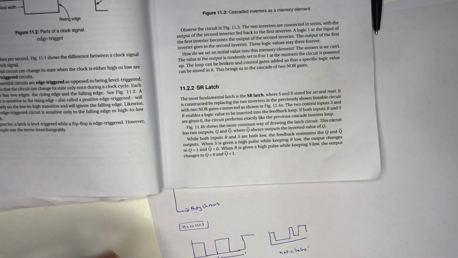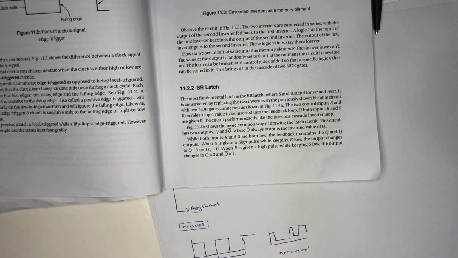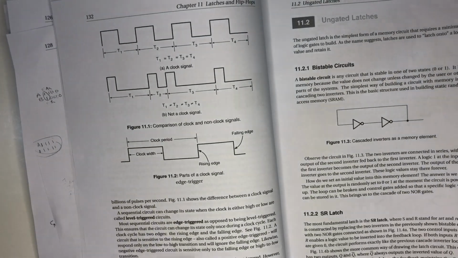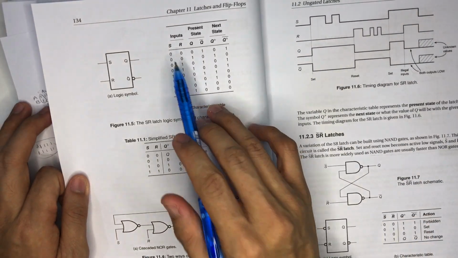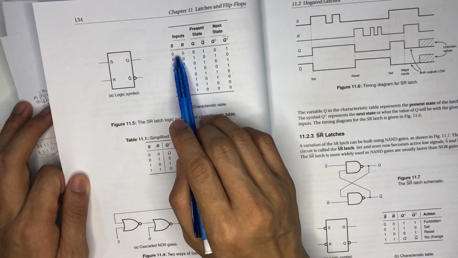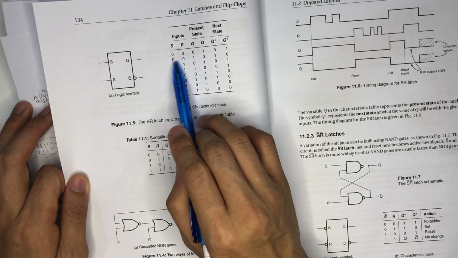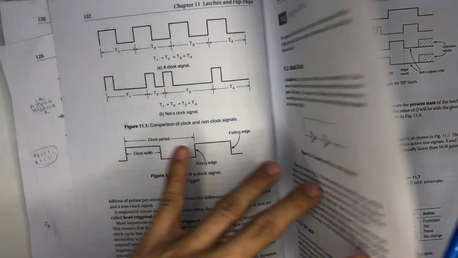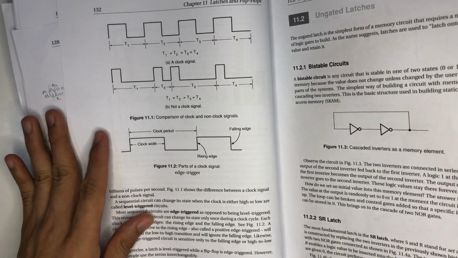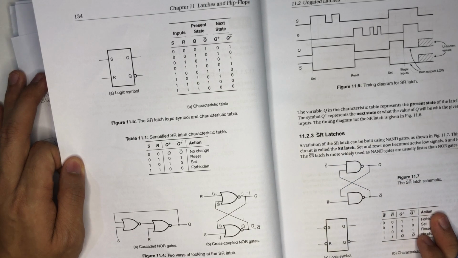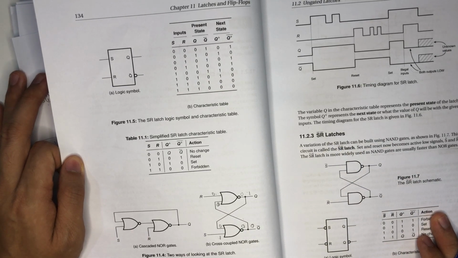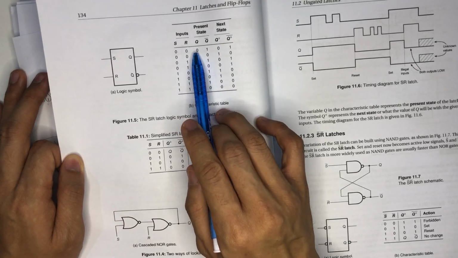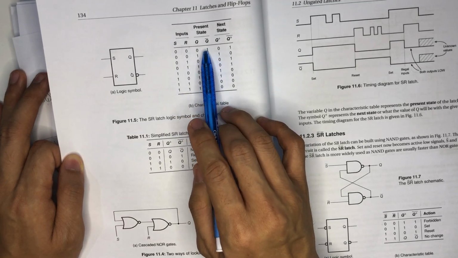So if you want to maintain the outputs, we should put S and R both at 0. You can see, if S and R are both 0, you will maintain the output that you have, which is either 0 or 1. Of course, this one is just inverted.